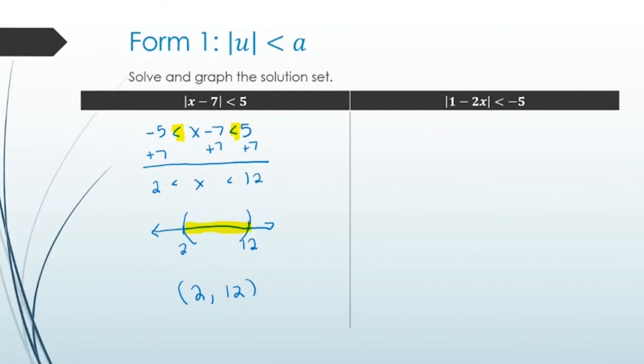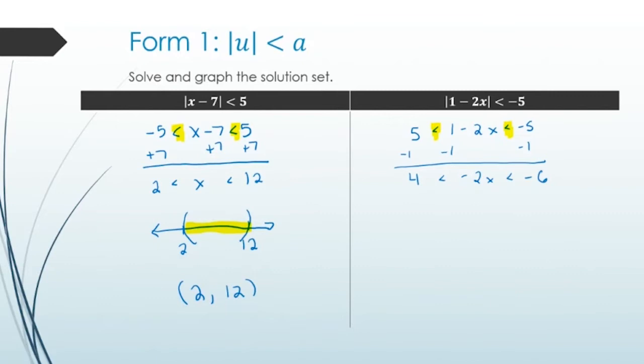Okay, now the second one here, we've got 1 minus 2x inside absolute values less than negative 5. So same thing, 1 minus 2x less than negative 5. And then on the other side, I'm going to take the opposite, so now that's going to be 5. So we've got my three sections here. I need to get my x by itself in the middle. So first I need to get rid of the 1. So I'm going to subtract 1 from three sides. 5 minus 1 is 4, less than negative 2x, less than negative 6.